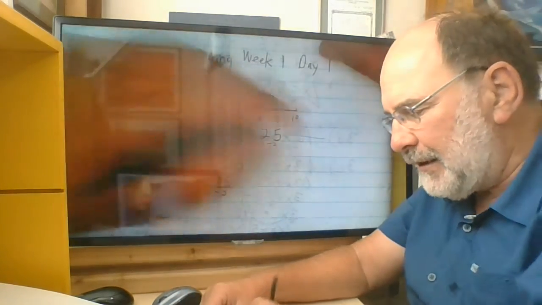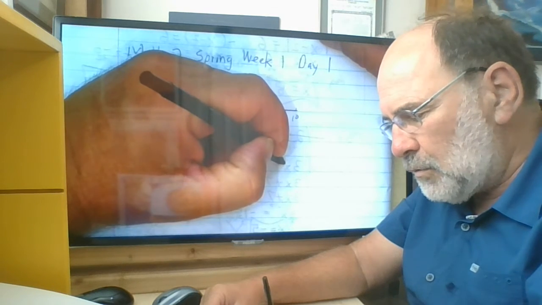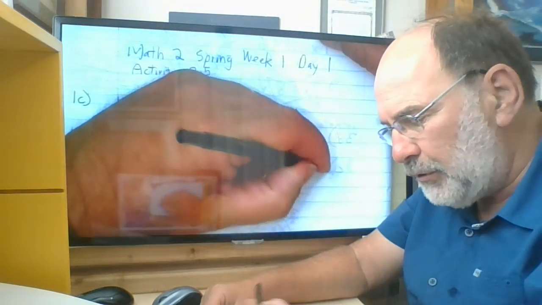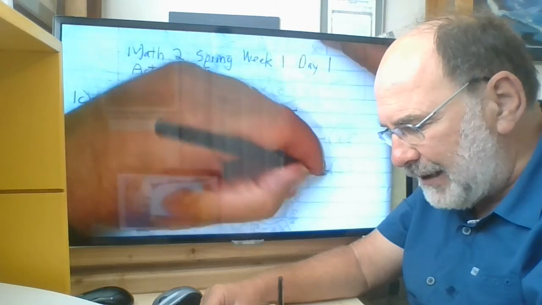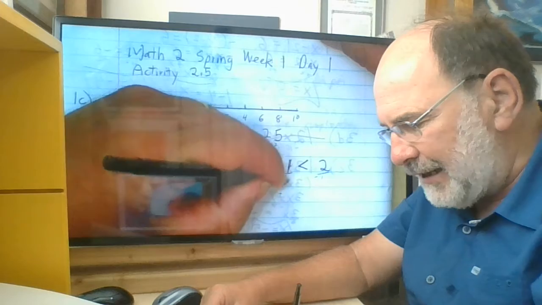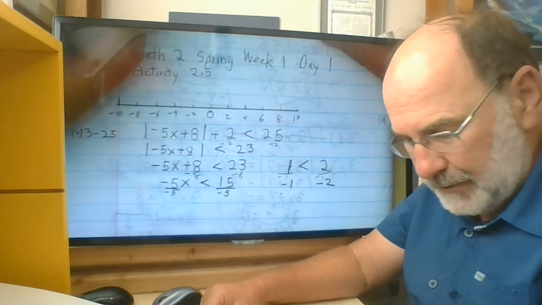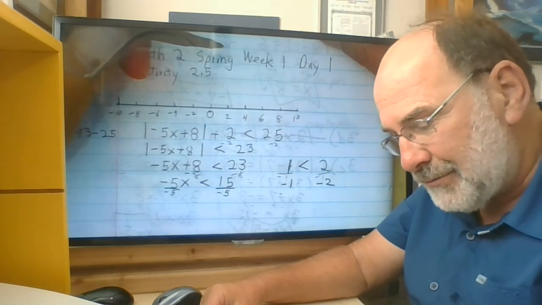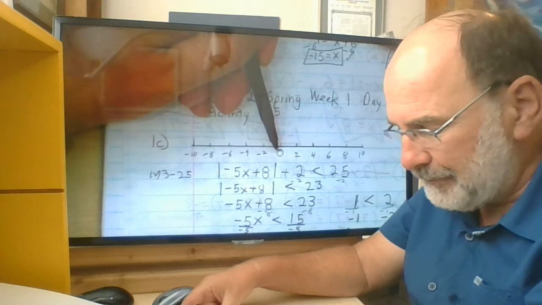So for example, if you agree with me that 1 is less than 2, if I were to divide both sides by -1, then this becomes -1, and this becomes -2. Is it true that -1 is less than -2? Think about that for a moment. Let me show you on the number line.